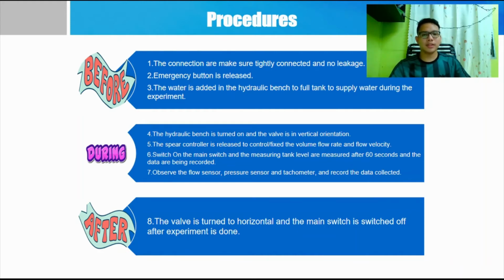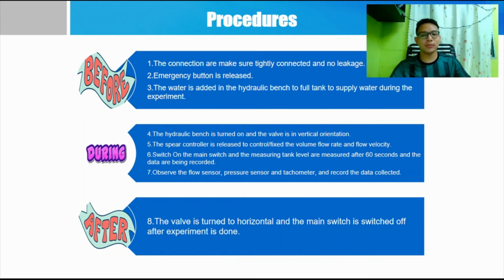Next, during the experiment, you must make sure that the water is in a full tank, or add water to the hydraulic bench to fill the tank to supply water during the experiment. Next, the hydraulic bench is turned on and the valve is in vertical orientation. The spear controller is released to control or fix the volume, flow rate, and also the flow velocity.